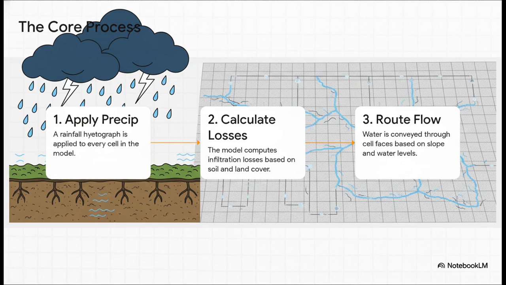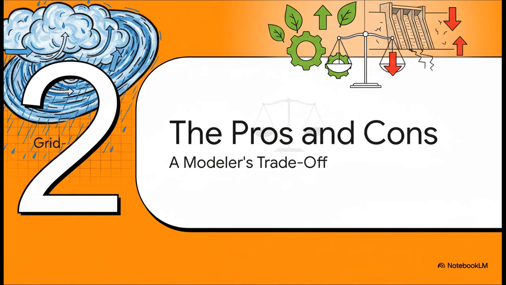So here's how it works, step by step. First, the model creates the storm itself using something called a hyetograph, which is really just a fancy graph showing how hard it's raining over time. Then, for every single cell in the model, it figures out the losses, basically subtracting all the water that's going to soak into the ground. And finally, whatever's left over gets routed from cell to cell, creating this amazing dynamic picture of the flood as it actually happens.